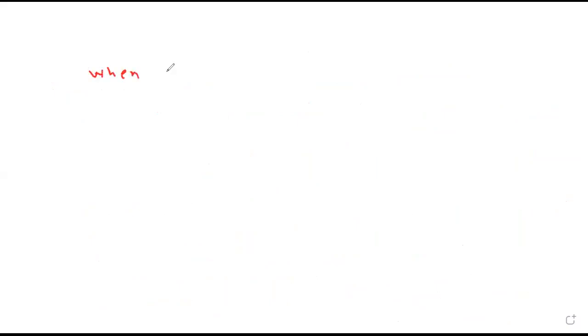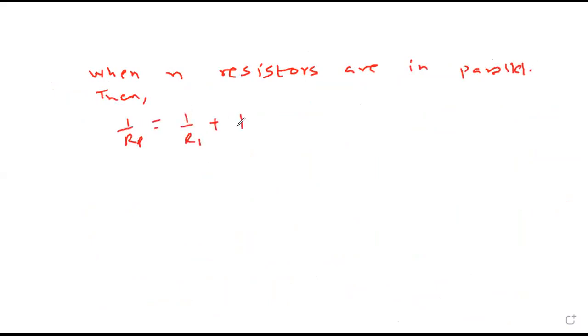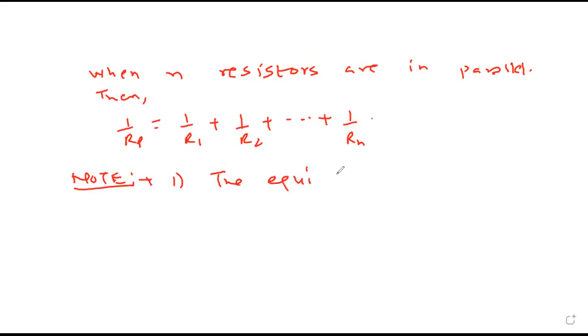When n resistors are in parallel, then 1 upon Rp equals 1 upon R1 plus 1 upon R2 up to 1 upon Rn. The equivalent resistance is lesser than the least.